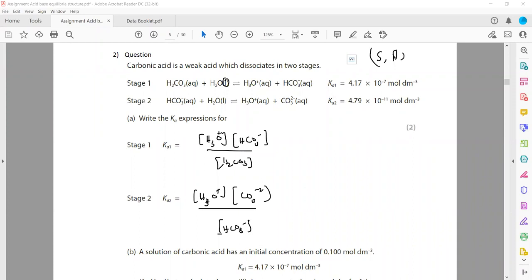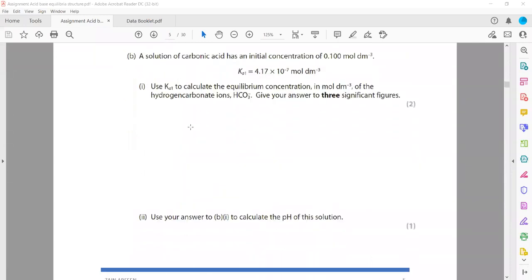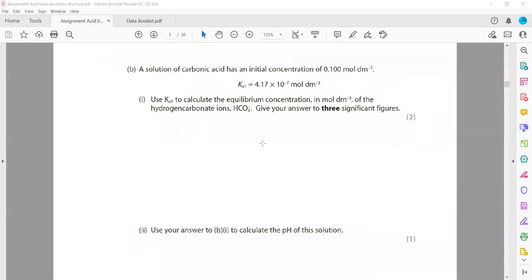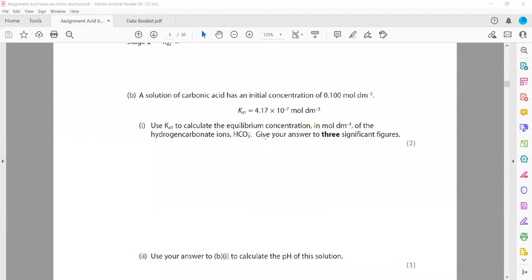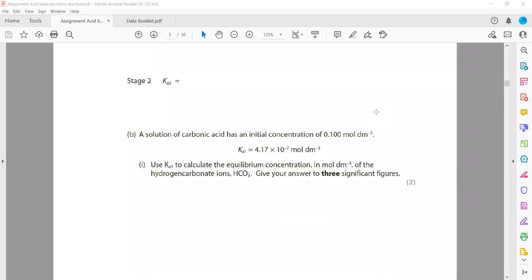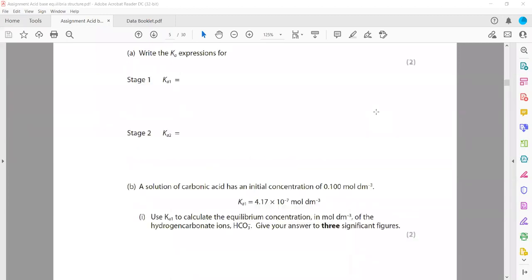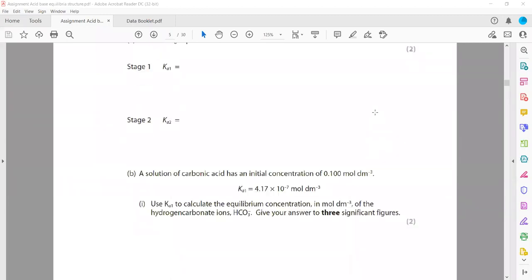Then in the question, a solution of carbonic acid has an initial concentration of 0.1. Ka1 is given, which is 4.17 times 10 to the power minus 7. Use Ka1 to calculate the equilibrium concentration in mole per dm cubed of hydrogen carbonate ion, HCO3 minus, and give your answer to 3 significant figures.